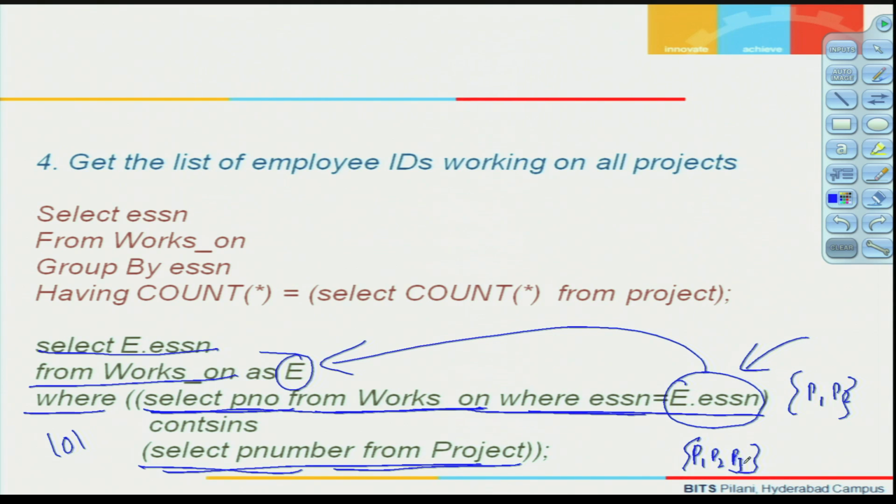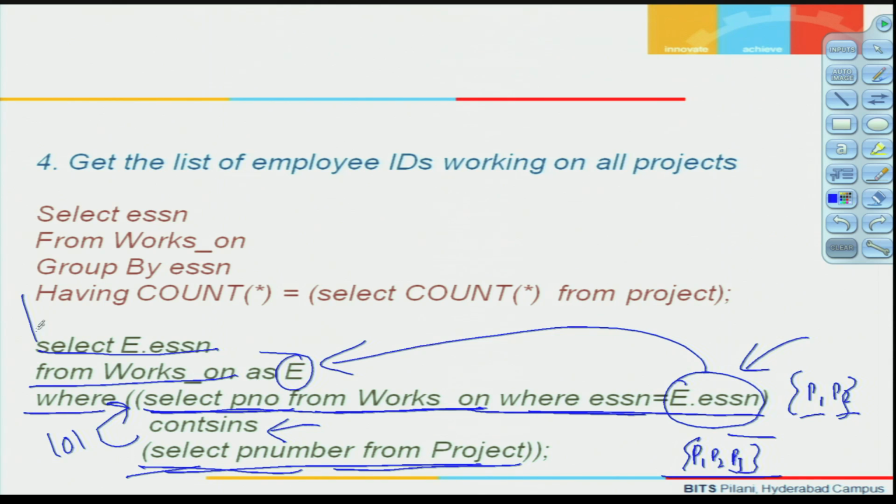And does this contain this? No. This contains operation, or contains clause, will check whether all the elements available in the second set are contained in the first set or not. If it is so, then only it will evaluate to true. In this specific example, 101 is working with only P1 and P2, and this set will not contain all the projects. That's why his ESSN is not showing up in the result.